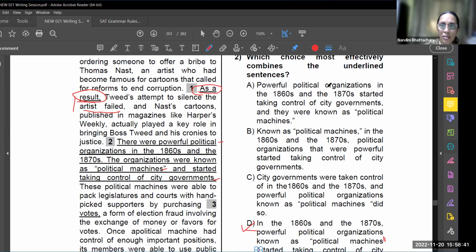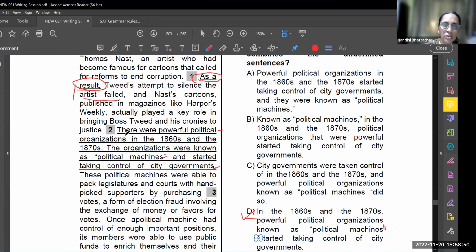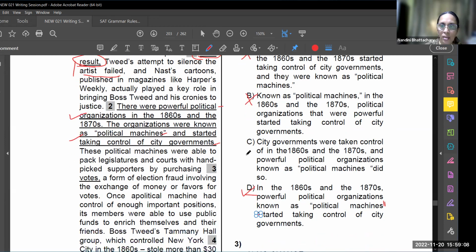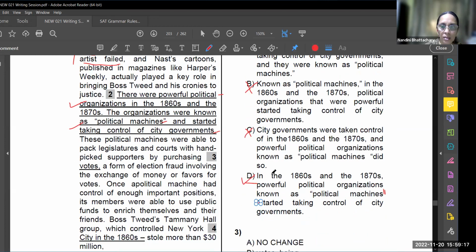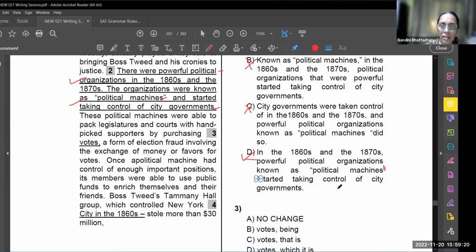Now, A begins with powerful organizations started taking control and they were known as political machines. What does that do? It takes away the focus. What is the focus? There were political organizations. That is the focal point. And then we go on to what they did or what they were known as. So A will not be the answer. Known as political machines also is taking the focus away. City governments were taking control of, that is a passive voice. We don't go with passive voice, right? Only option left is D, concise, combines it together and removes all the repetitions.